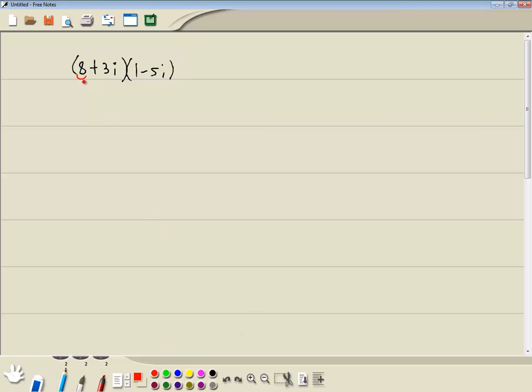So we're going to take the 8 and multiply it times the 1 and times the negative 5i. So we've got 8 times 1 and 8 times negative 5i. And we're going to take the 3i and multiply it times the 1 and times the negative 5i. So 3i times 1 and 3i times negative 5i. FOIL, if you learned that technique.